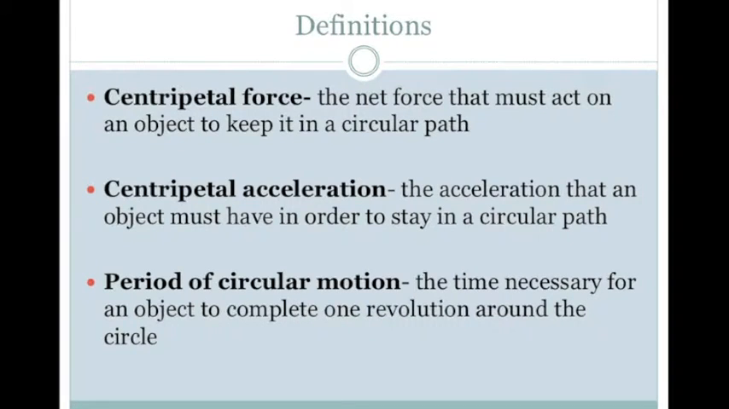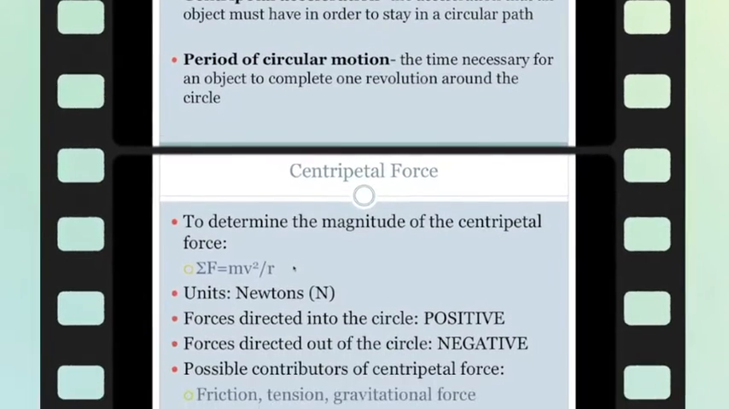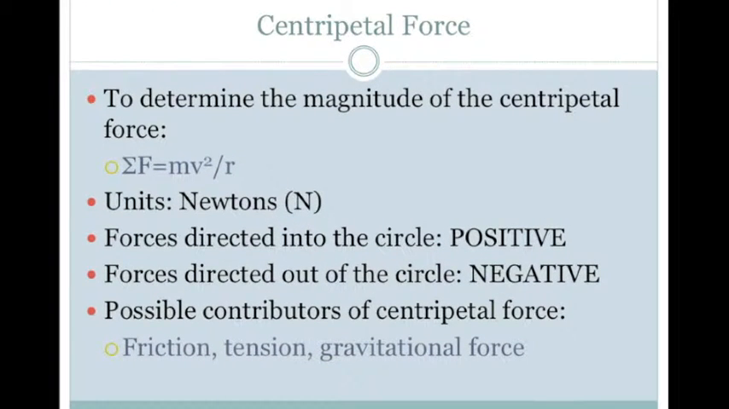Let's talk about some definitions. Centripetal force: the net force that must act on an object to keep it in a circular path. Centripetal acceleration is the acceleration that an object must have in order to stay in a circular path. And period of circular motion is the time necessary for an object to complete one revolution around the circle, also known as a cycle.